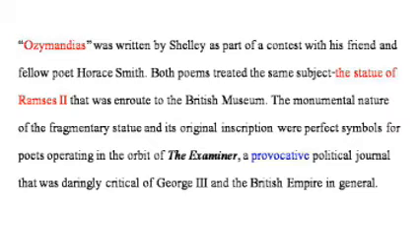The monumental nature of the fragmentary statue and its original inscription were perfect symbols for poets operating in the orbit of the Examiner, a provocative political journal that was daringly critical of George III and the British Empire in general. So he was also associated with the Examiner, a political journal which was highly critical of the king and also the British Empire. So this was an occasion for Shelley to express his anger and displeasure at the monarchy.